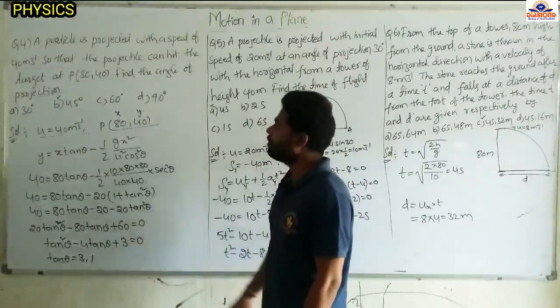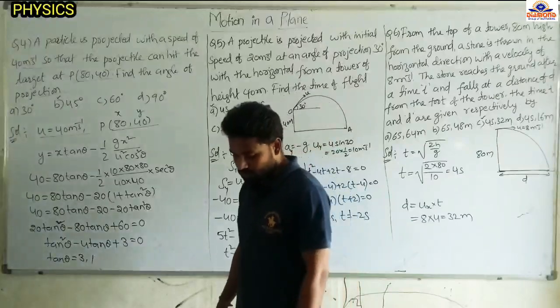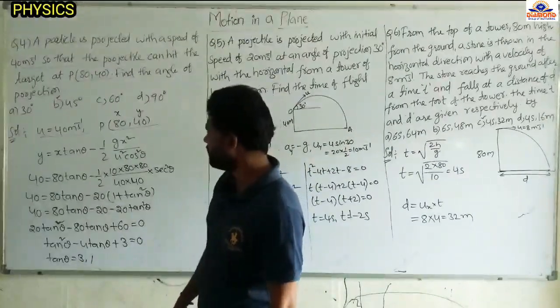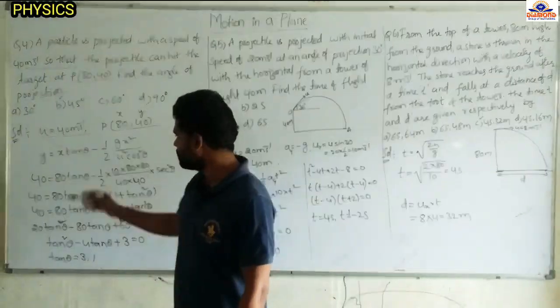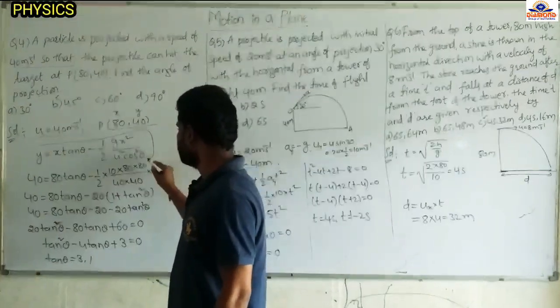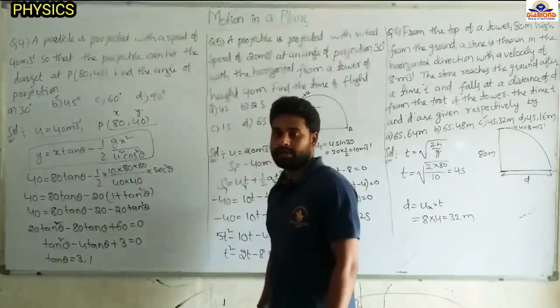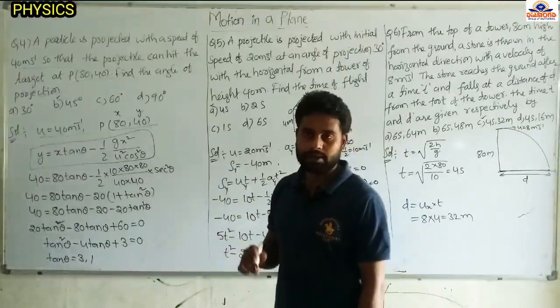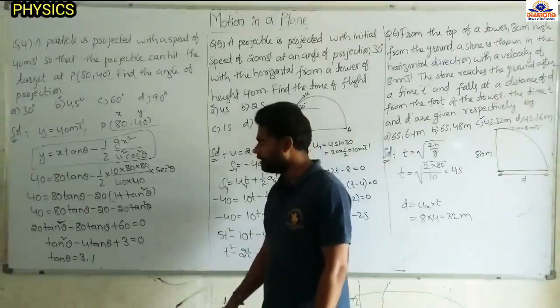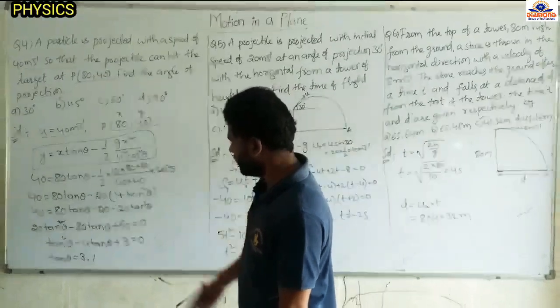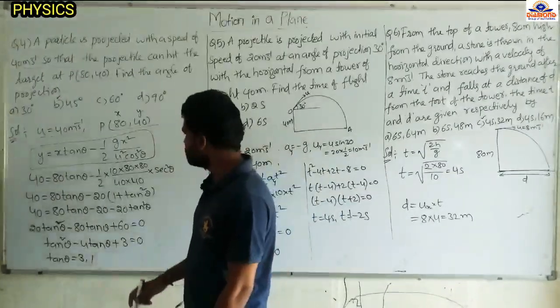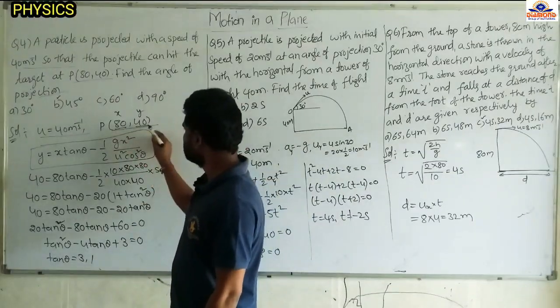If they give the point, then we have to use the equation of trajectory. For the equation of trajectory, you have to remember the formula: y equal to x tan theta minus g x square by 2 u square cos square theta. Here we have to find theta, so substitute the values they gave. This is the x, this is the y.